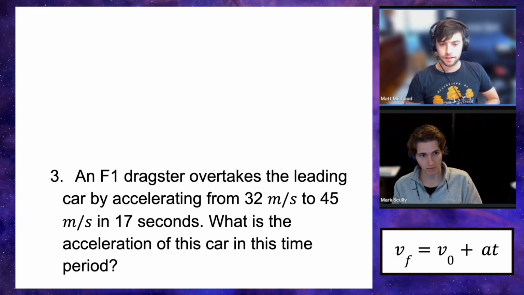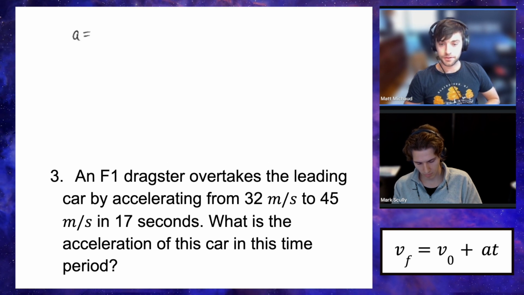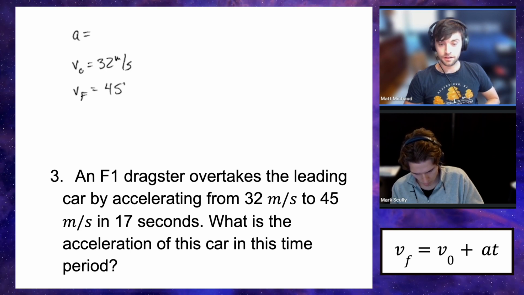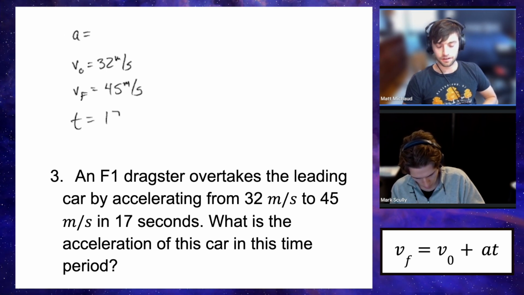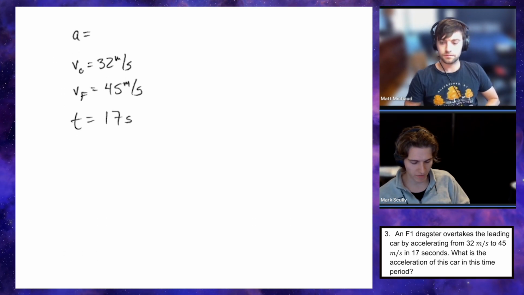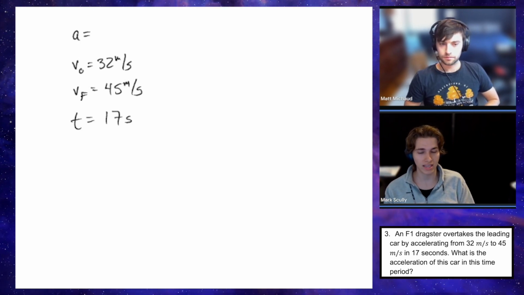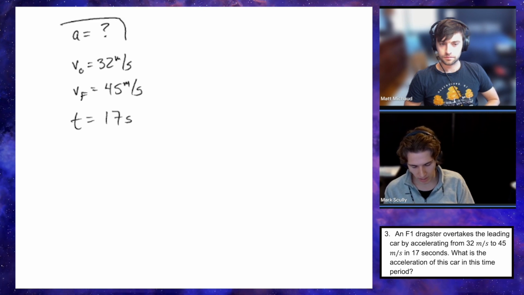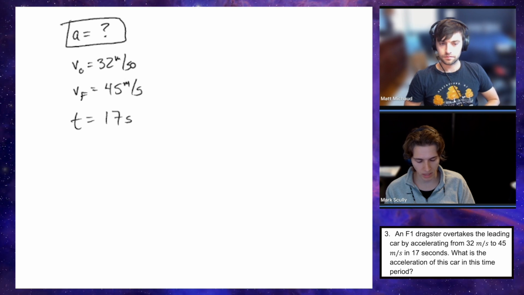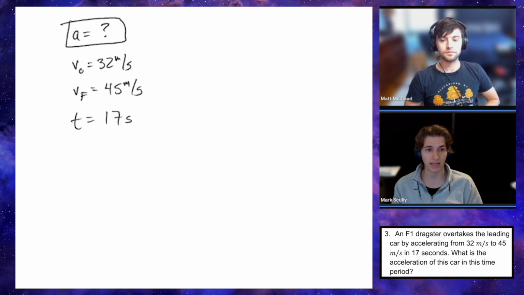Number 3. An F1 dragster overtakes the leading car by accelerating from 32 meters per second to 45 meters per second in 17 seconds. What is the acceleration of this car in this time period? Okay, that one almost threw me off. I began writing down the acceleration because you said it, but it didn't actually give us the acceleration. That's what we're going to be solving for. However, we were given that the initial velocity is 32 meters per second, the final velocity is 45 meters per second, and the time is 17 seconds.